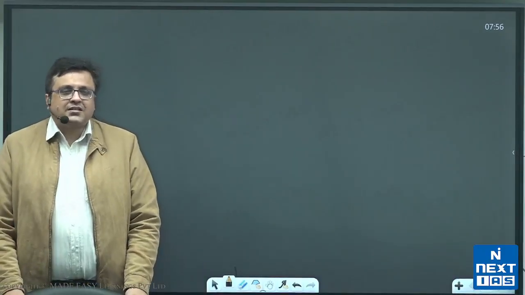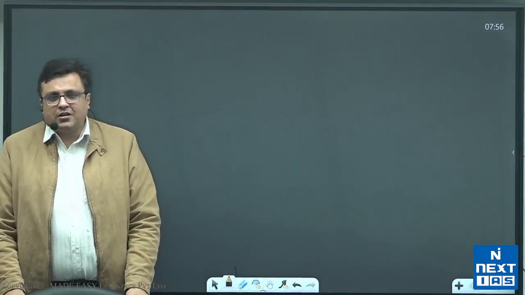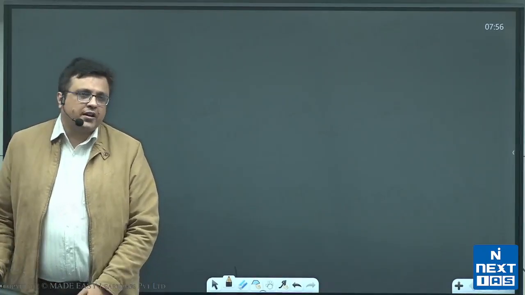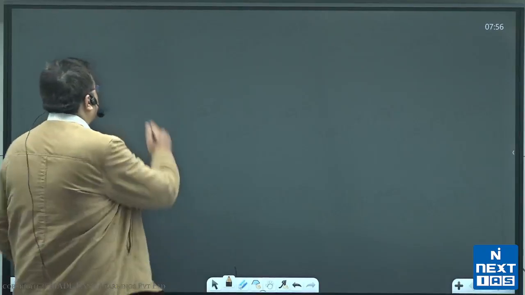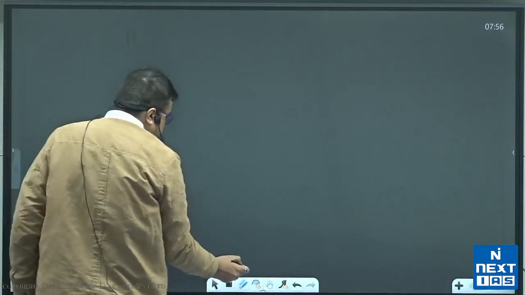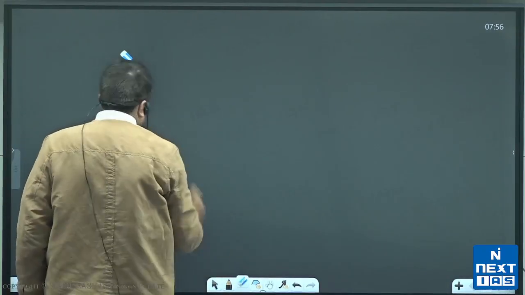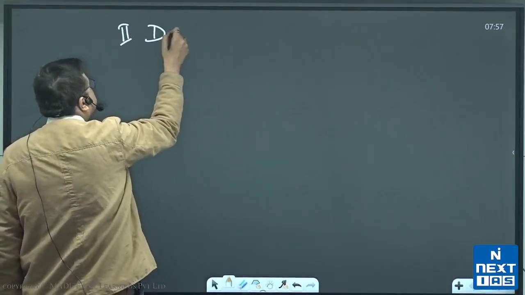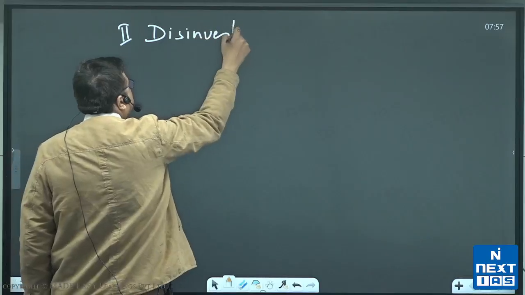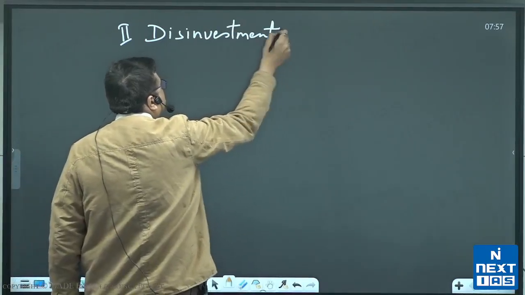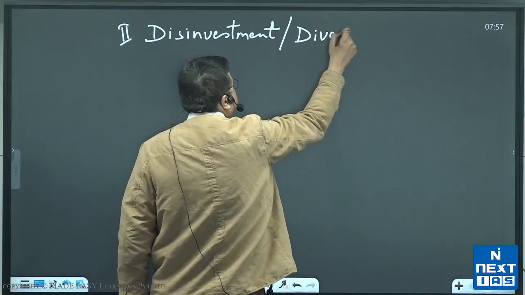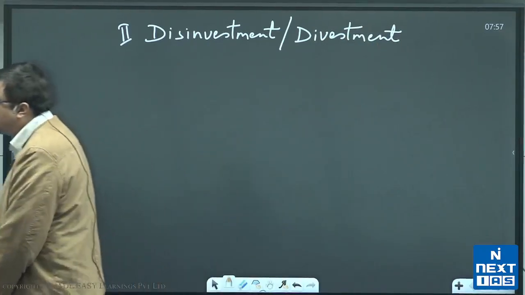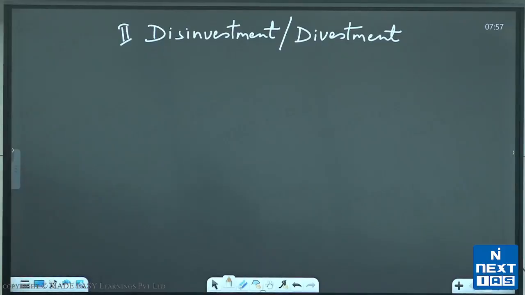Okay. Last class we stopped after having talked on all the autonomy policies on public sector. Today we start talking on the second method of reforms in public sector. That is, when we talk about disinvestment or divestment. Both these words mean the same thing, disinvestment or divestment.